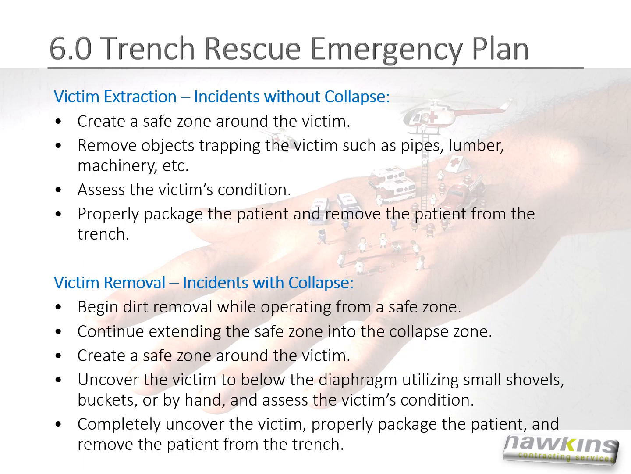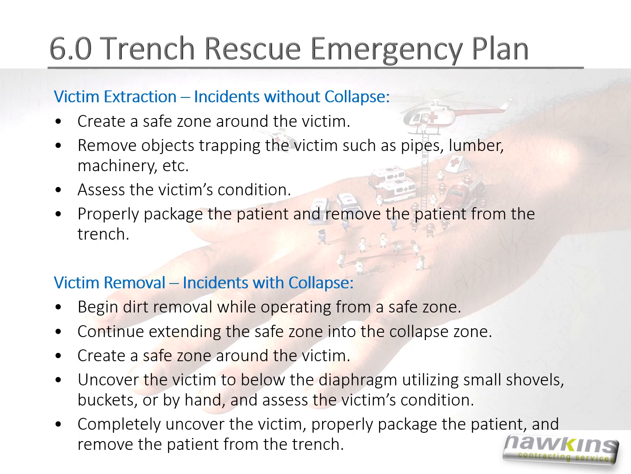There are two types of trench rescues. The first is victim extraction for incidents without collapse. In this case, create a safe zone around the victim. Remove objects trapping the victim, such as pipes, lumber, machinery, and so on. Assess the victim's condition and properly package the patient and remove the patient from the trench.